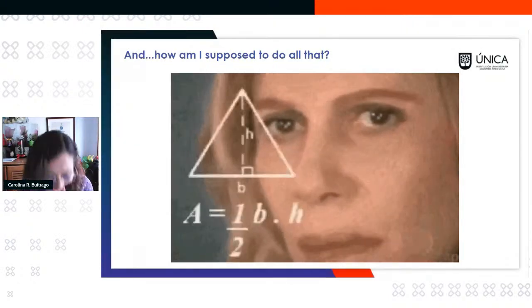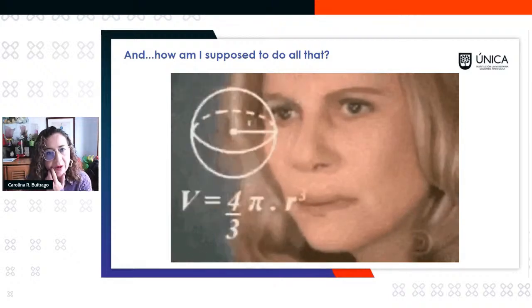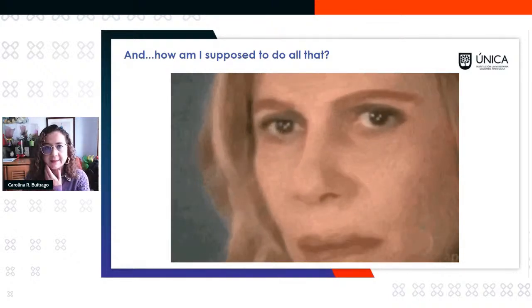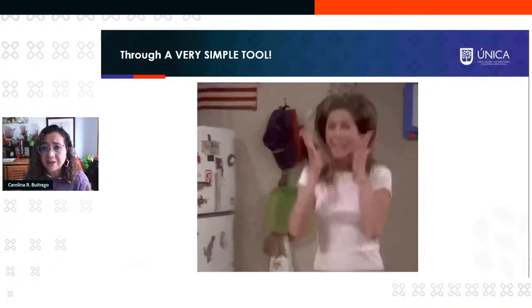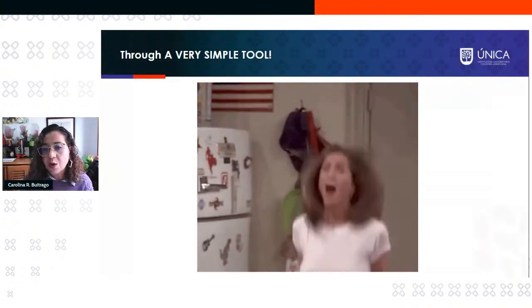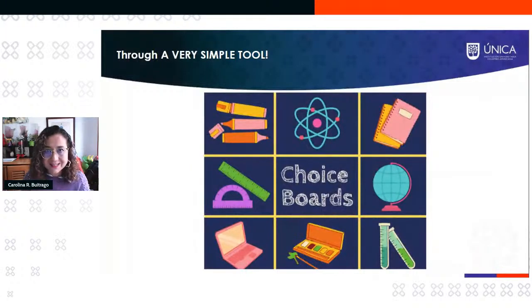And so the question might emerge, how am I supposed to do all that, right? Am I supposed to plan 50 lessons? No, I can just use a very simple tool to do this. What is that simple tool? Choice boards. I'm going to show you some examples and I'll walk you through them.